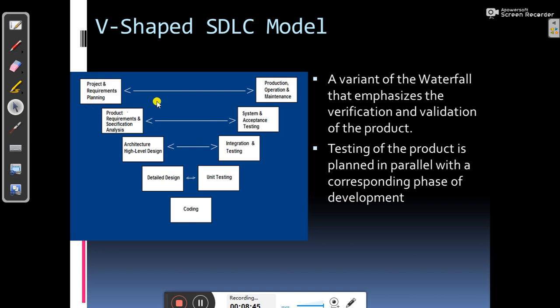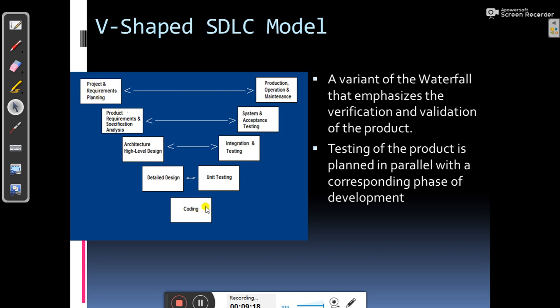So here you can see along with every phase there is a testing phase associated with it. Project and requirement planning is connected with production, operation and maintenance. Product requirements and specification analysis is connected with system and acceptance testing. Architecture and high level design is connected with integration and integration testing. And detailed design is connected with unit testing, with coding at the bottom.